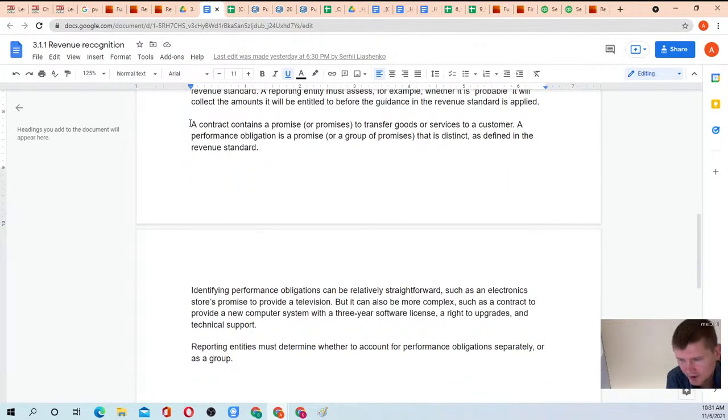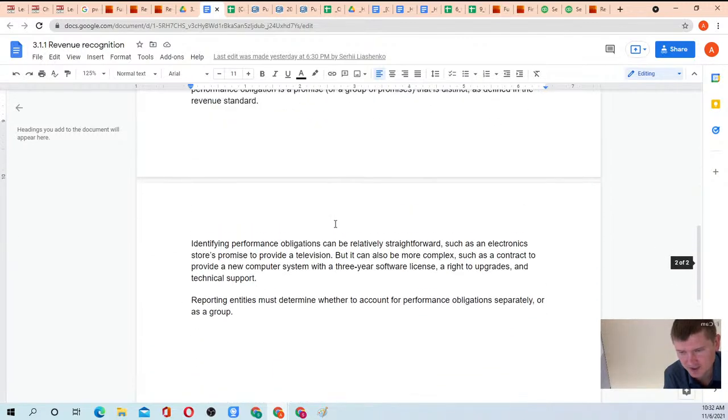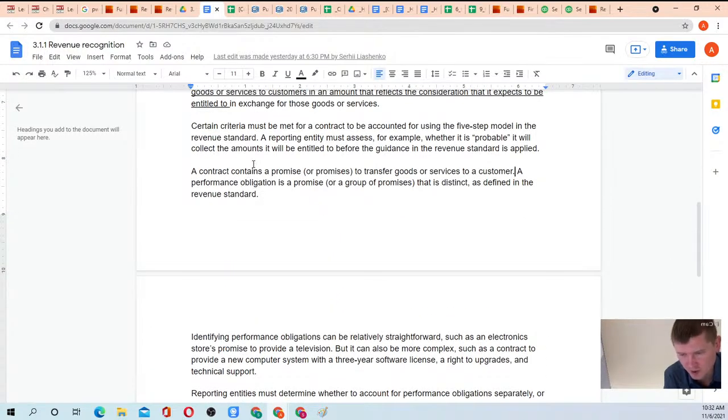And further, we have a discussion that a contract contains a promise to transfer goods or services to a customer. In a simple contract, you will have only one promise. If it gets complicated, you will probably have to go through all these five-step models. So in a simple contract, that will be one promise: deliver a product or render a service, and the consideration is that the other party will pay you that amount for that product and service.